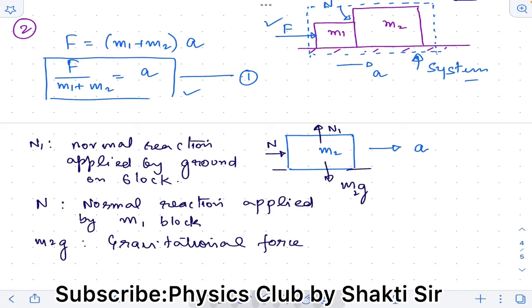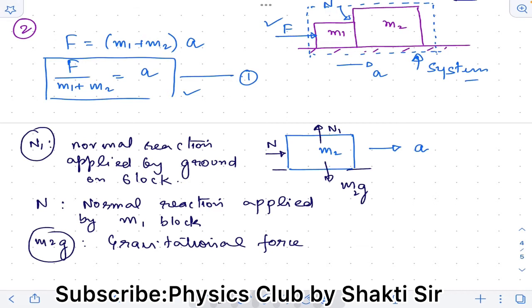Okay, so three forces are acting on m2, but from these three forces, N1 and m2g are along the y-axis. So we bother not to introduce these two forces in the diagram because our system is not accelerating along the y-axis. We are not interested in drawing these two forces whenever possible. We are interested only in those forces due to which the m2 block is accelerating. So here the m2 block is accelerating due to the normal reaction applied by m1 along the x-axis.